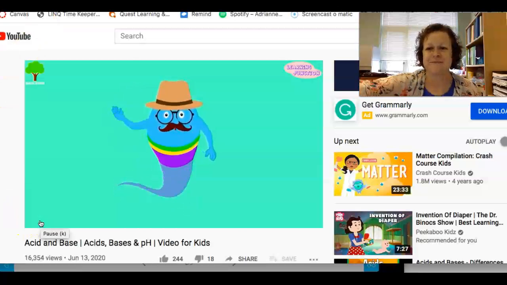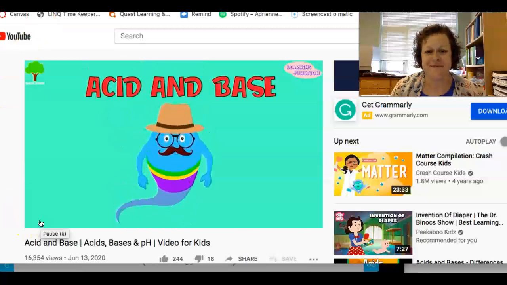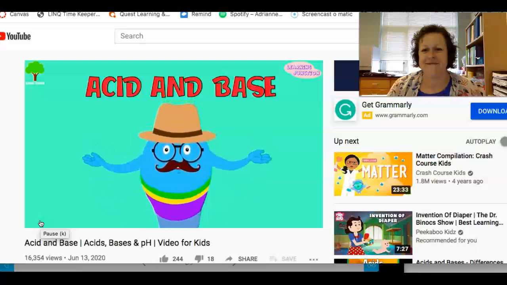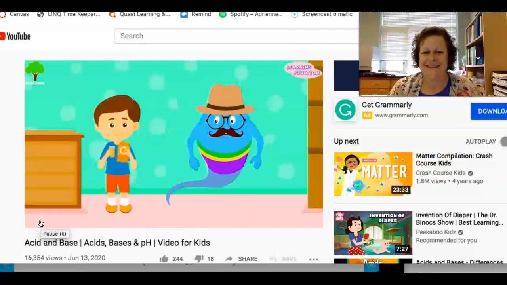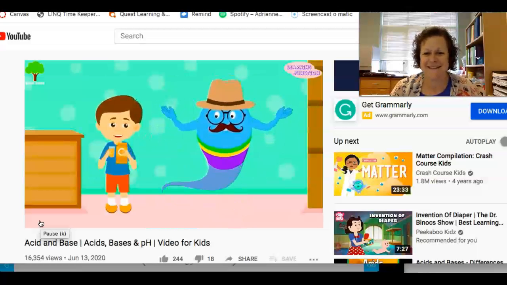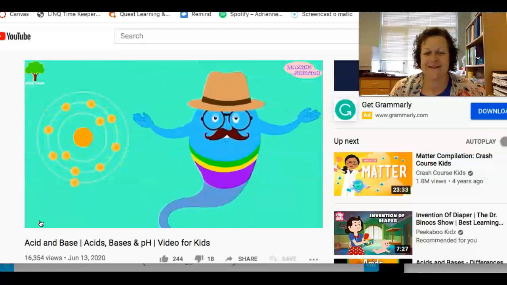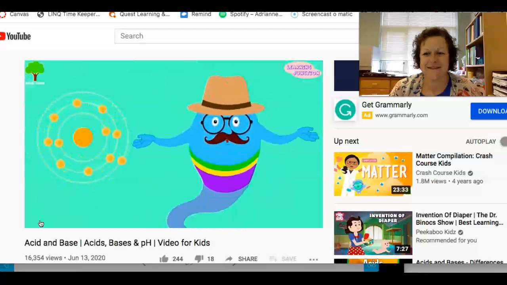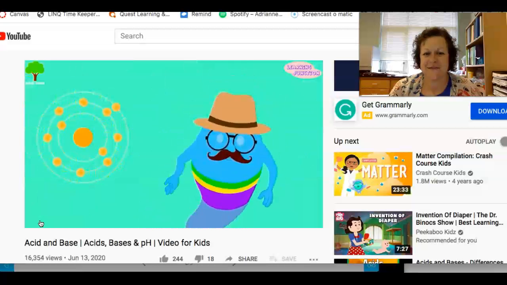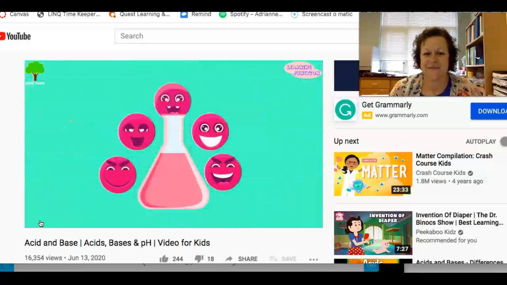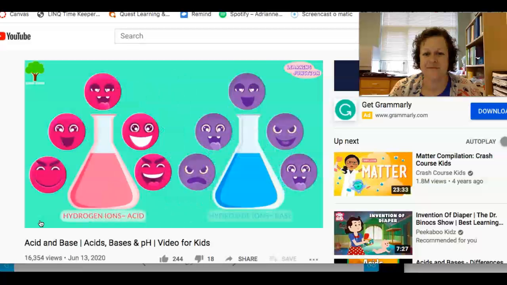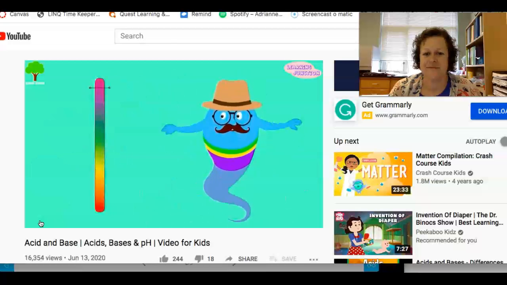Hello friends, today we'll learn about acid and base. Acids and bases are two specific types of chemicals. This orange juice looks so yummy. You know, approximately all liquids are either acids or bases. Whether a liquid is an acid or base depends on the type of ions present in it. If it has so many hydrogen ions, then it's an acid. If it has so many hydroxide ions, then it's a base. It's that simple.